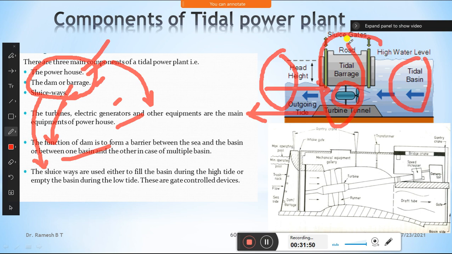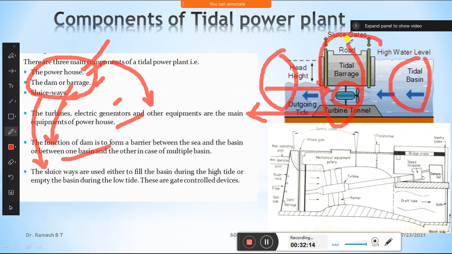Gates are opened regularly and frequently, and the head is very high, which is not the case with a conventional river project. We are not using them like a conventional river project, because in a conventional river project the water flows in one direction, but in the ocean and sea the water flows in both directions.